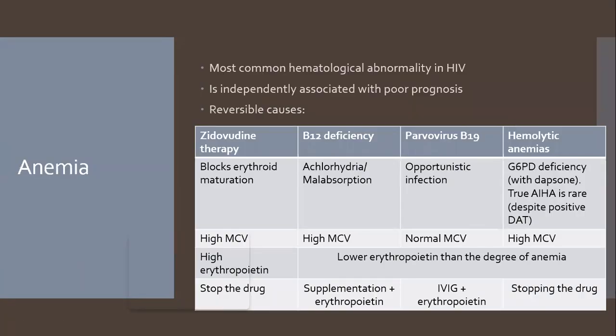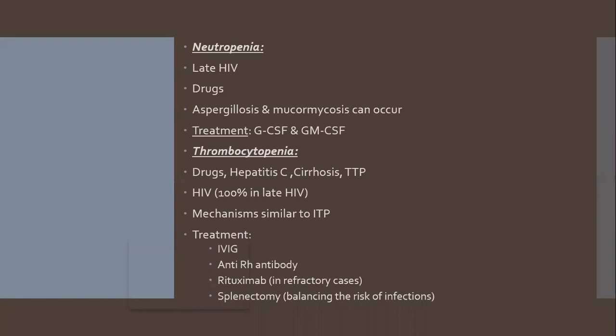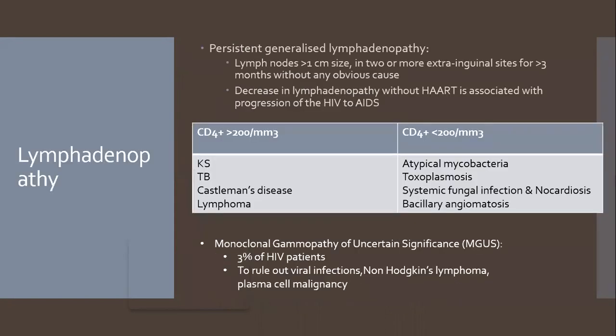So anemia, if you have to remember, one important drug is zidovudine therapy, parvovirus B19 infection, and B12 deficiency. Treatment is correcting the cause. Neutropenia may occur due to HIV itself or due to drugs. Similarly, thrombocytopenia, again due to drugs or due to HIV infection itself.